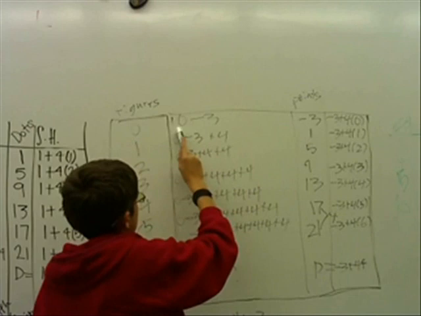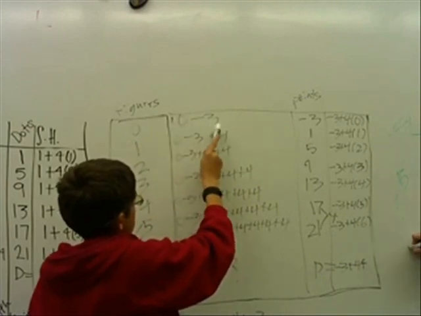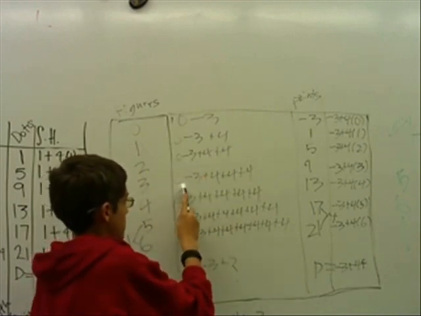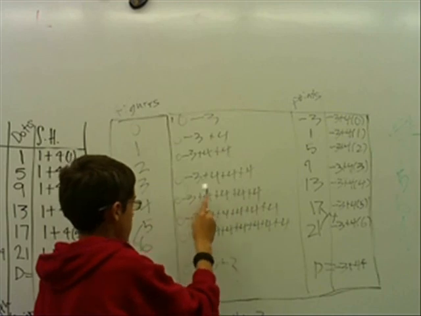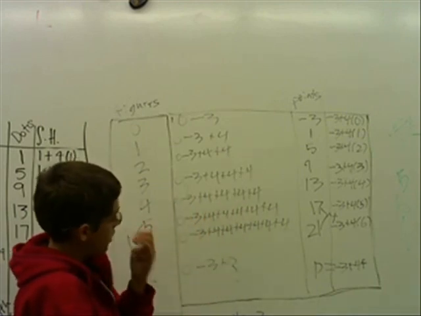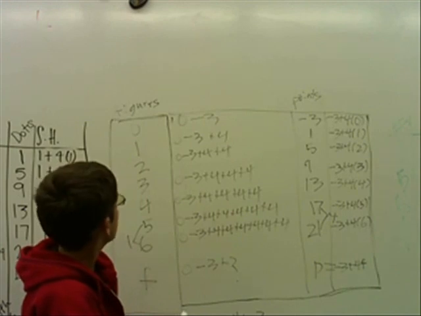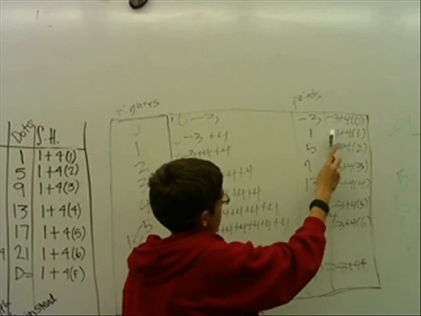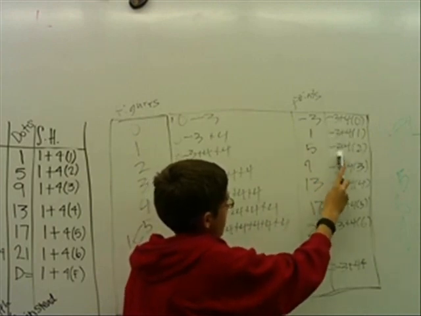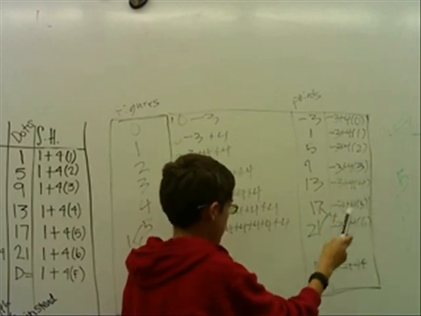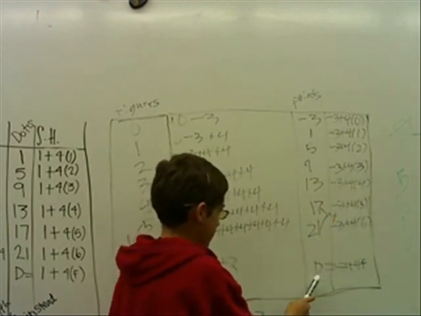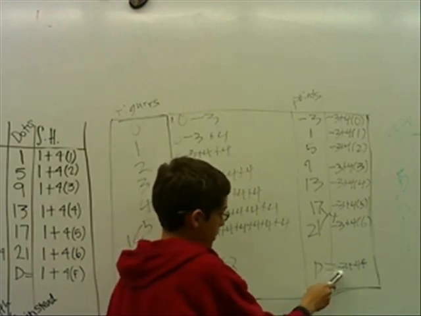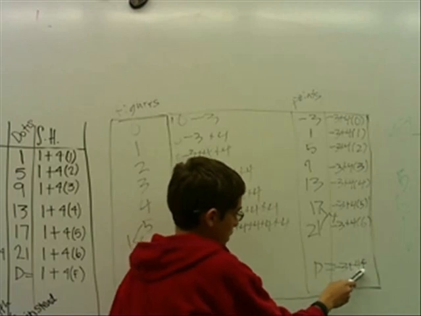that's -3. So the first one is 0 minus 3, then it's 0 minus 3 plus 4, then 0 minus 3 plus 4 plus 4, then 0 minus 3 plus 4 plus 4 plus 4, and so on. And so then the shorthand would be -3 plus 4 times 0, -3 plus 4 times 1, -3 plus 4 times 2, and so then the equation is, I did it different down here, but P equals -3 plus 4F.